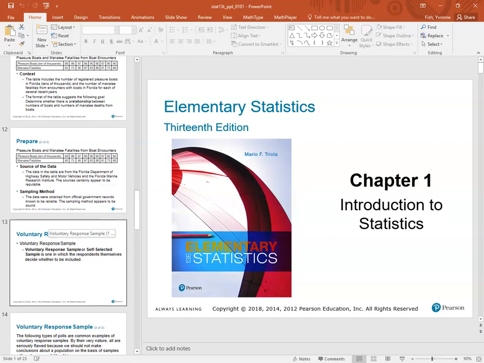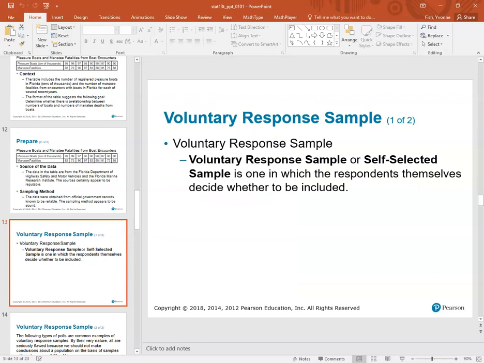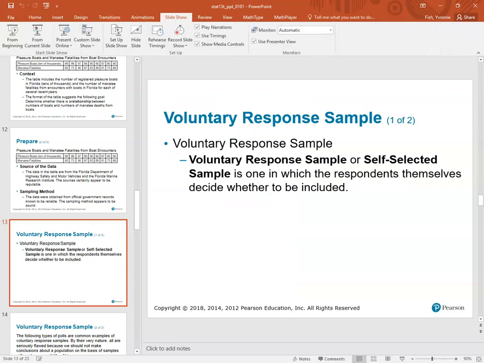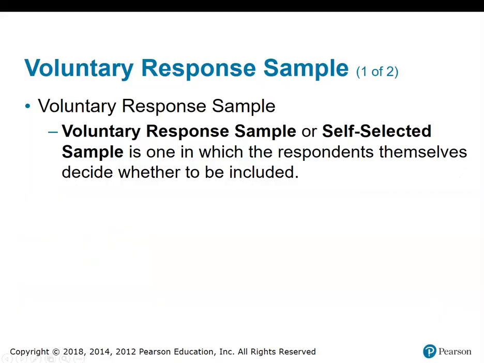And that can cause us problems. So here's a voluntary response sample, or a self-selected sample. That's one in which the respondents themselves decide whether to be included, and that can cause a variety of problems for different reasons. If you think about it, you have to be willing to do it, so it may skew the results because those people could have a different opinion.